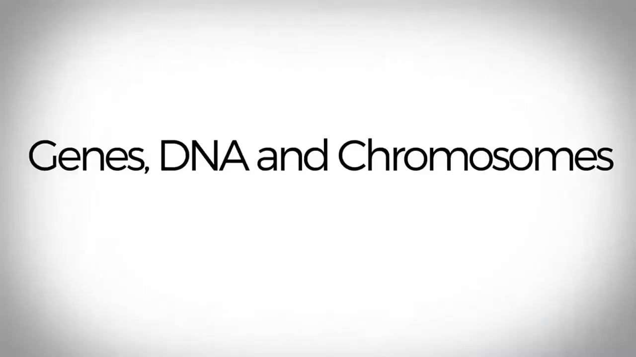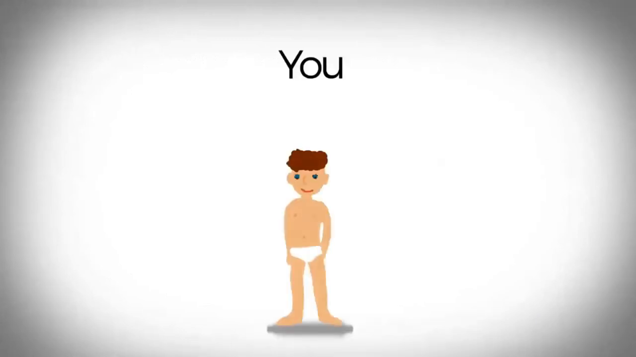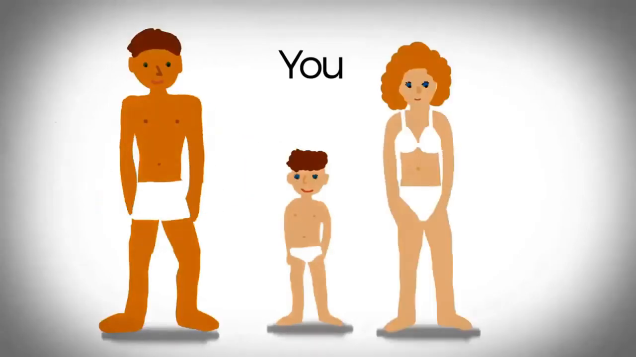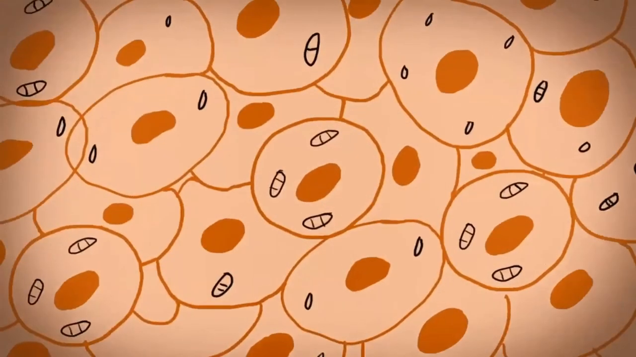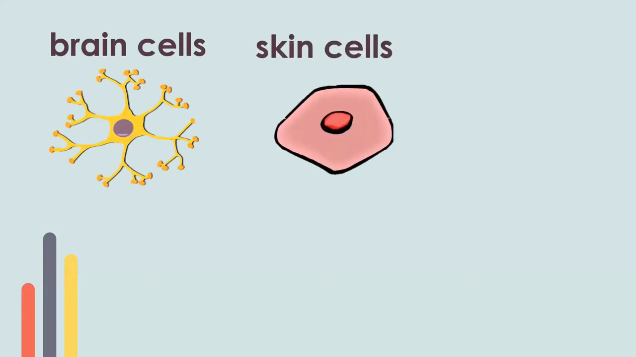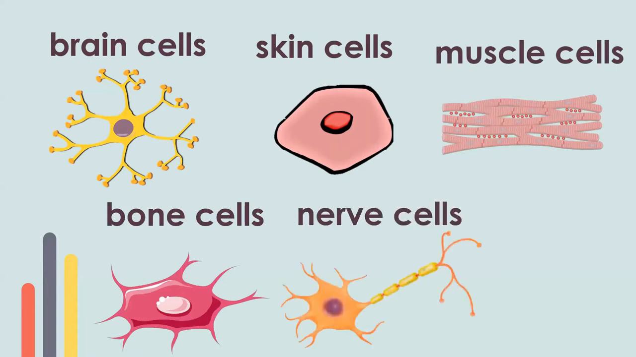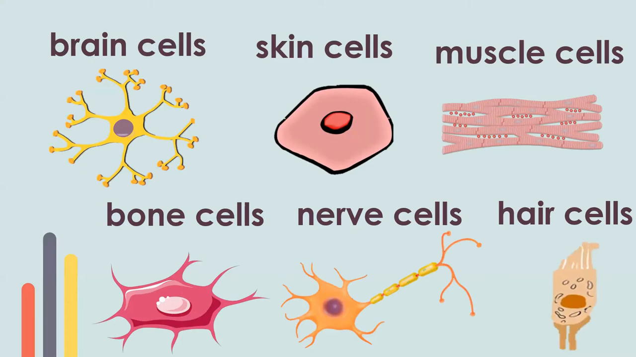Now, why is this possible? It is the work of your genes, DNA, and chromosomes. Your genes, DNA, and chromosomes are what make you who you are. They are the set of instructions that are given to you by your father and your mother. Now, these instructions are in your cells. All living organisms are composed of cells. There are many different types of cells like brain cells, skin cells, muscle cells, bone cells, nerve cells, and hair cells.